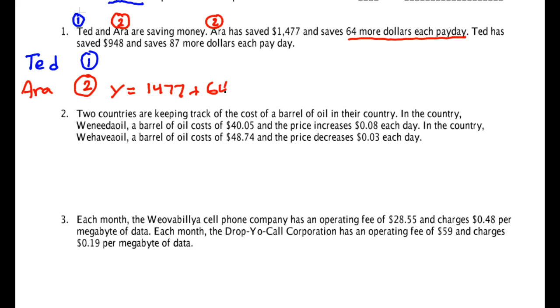So adding 64x. Now we could also write this the other way around, which would be 64x plus 1,477. So that's what you're going to be doing on these, is go through and take each of these and turn them into equations. But it's all about language. It's all about looking at language.